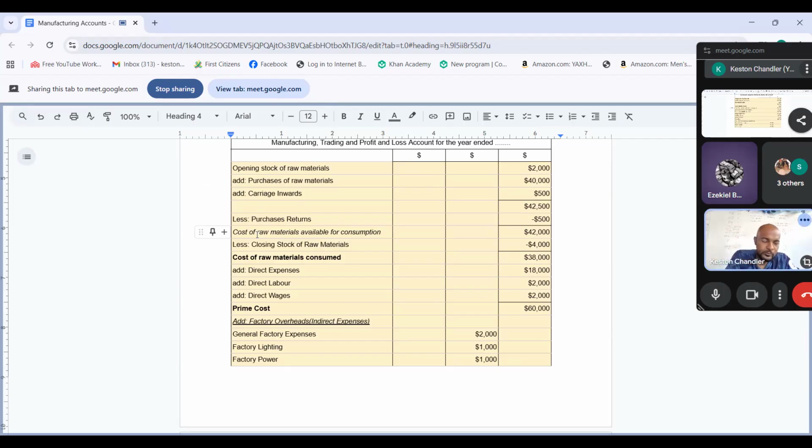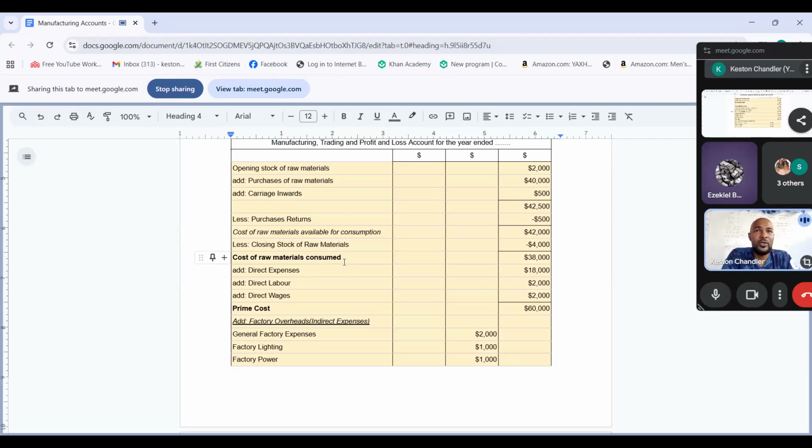Now, at the end of the period, if we go back in our warehouse and do a stock taking and we find what the closing stock of raw materials is, and we subtract this from the cost of raw materials that we had available, the difference between these two is going to give us the cost of raw materials that was used or consumed. That is what we're interested in. That is our cost of raw materials for the period.